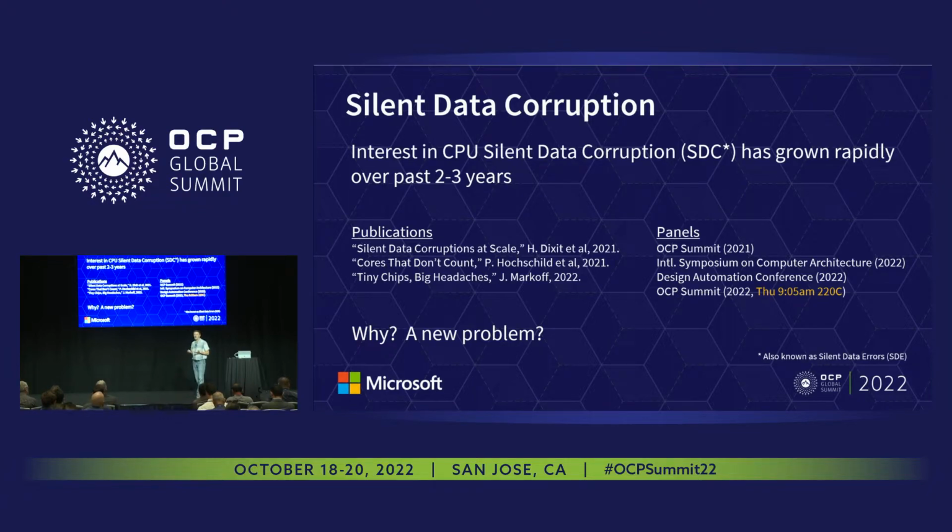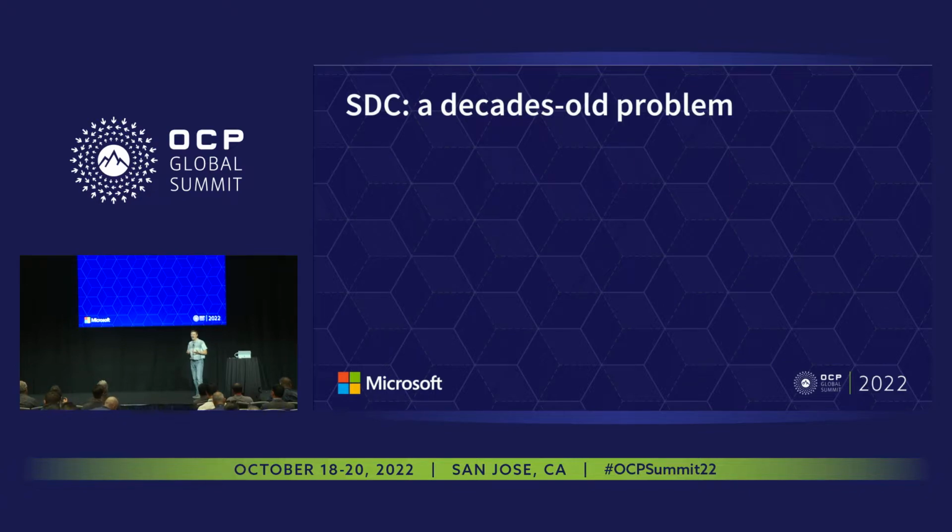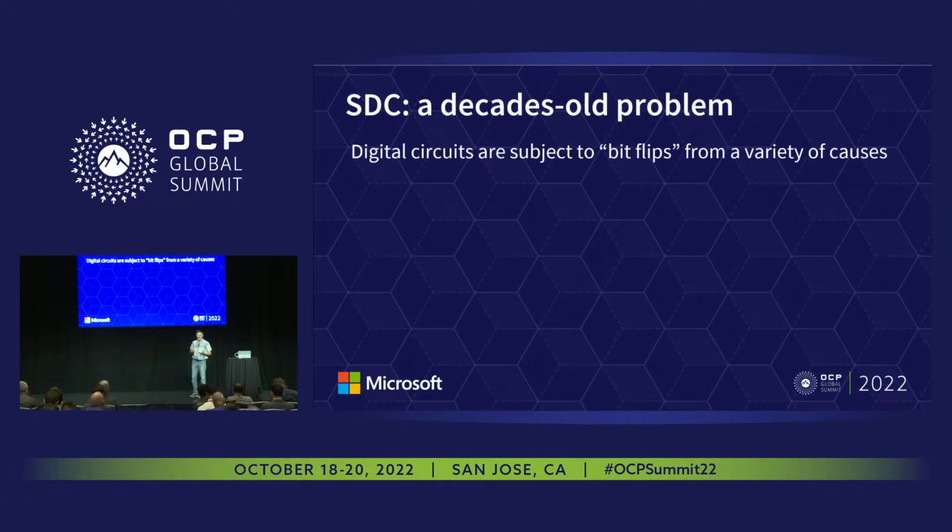Why? Is this some new problem that's come to disrupt the cloud? Well, not really. It's actually a decades-old problem. Very early on, it was discovered that digital circuits are subject to what we call bit flips from a variety of causes. And this is silent data corruption. You either store or compute a value, and you don't get what you're expecting when you look at the answer.